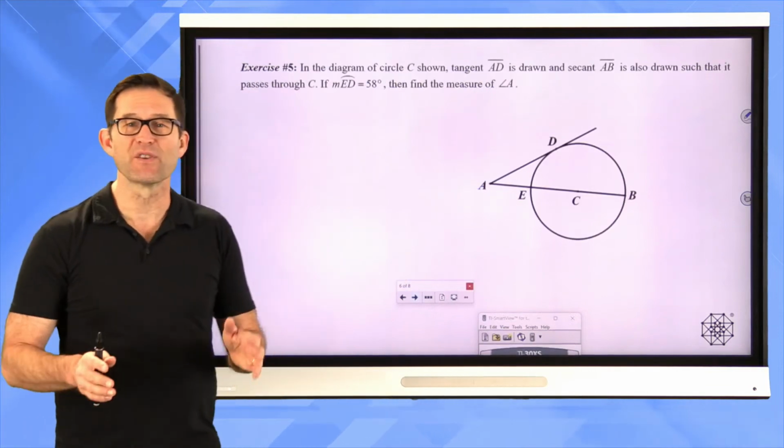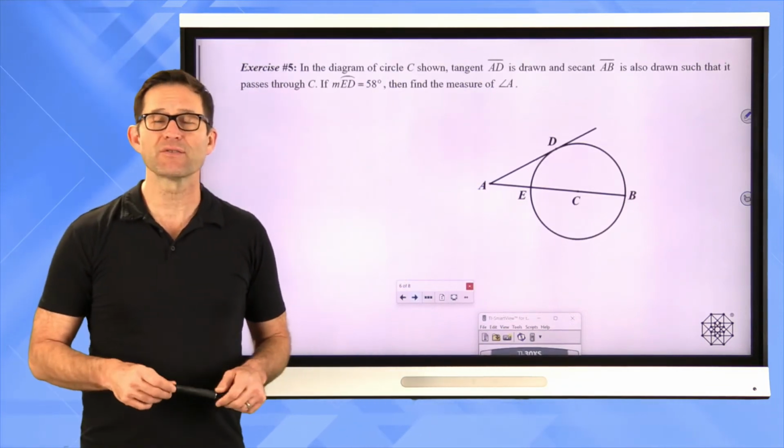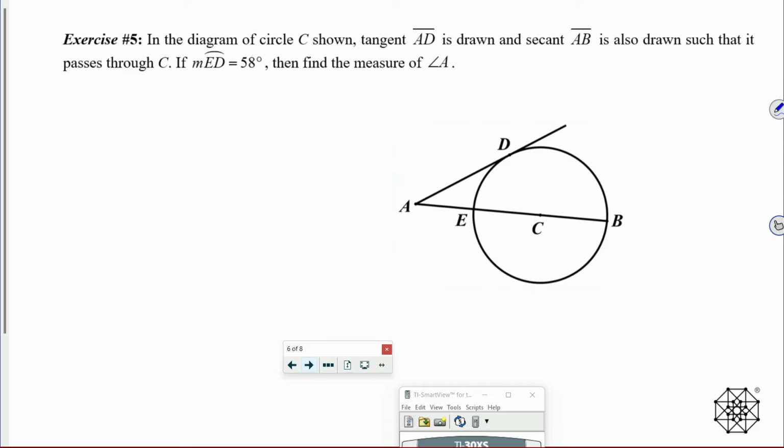These are nice problems. They're pretty cut and dry. Exercise number 5. In the diagram of circle C shown, tangent AD is drawn and secant AB is also drawn such that it passes through C. If the measure of arc ED is equal to 58 degrees, then find the measure of angle A.